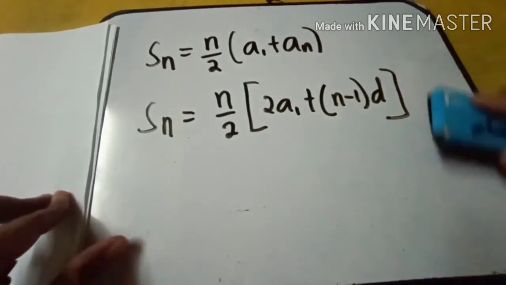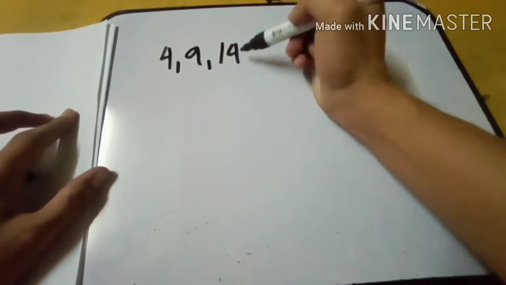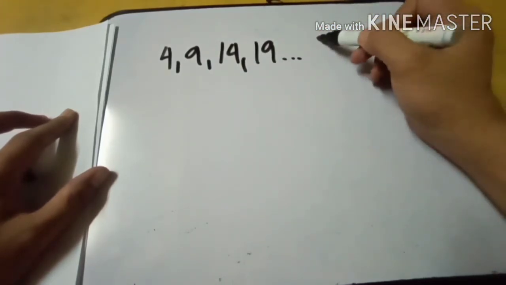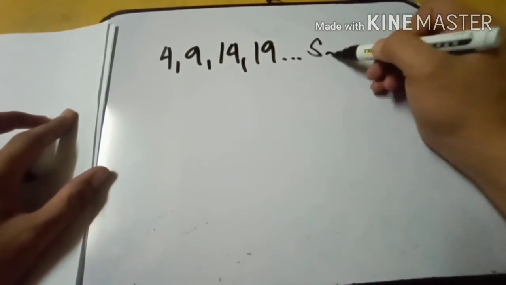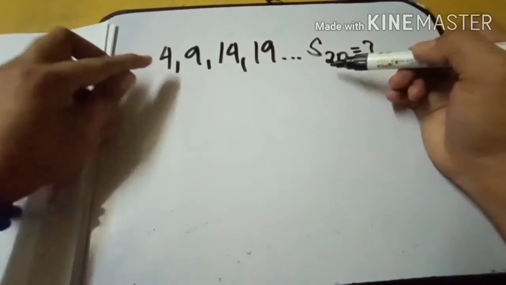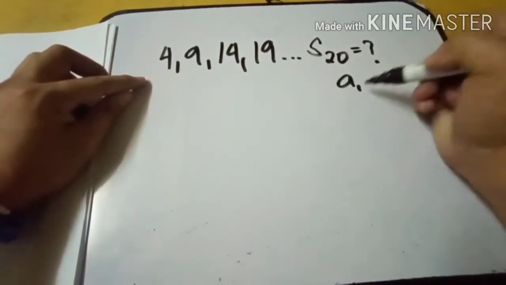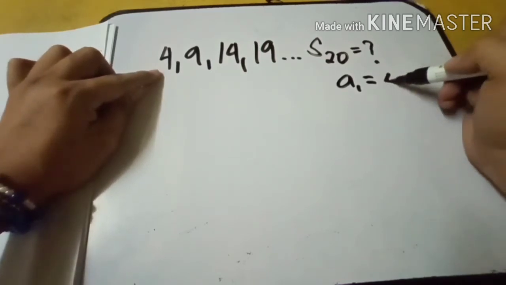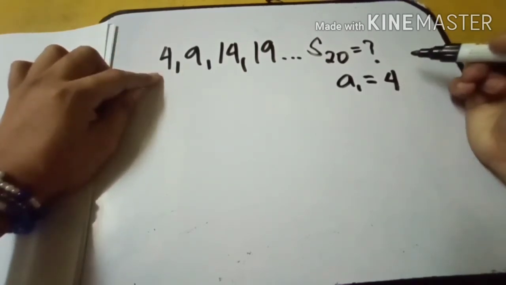So now I will show you an example of an arithmetic series. Let's say we have 4, 9, 14, 19, and so on and so forth. And we have to find the value of the sum of the first 20 terms. So now we have the first term, a sub 1, because our first term is the first data. So we have 4.